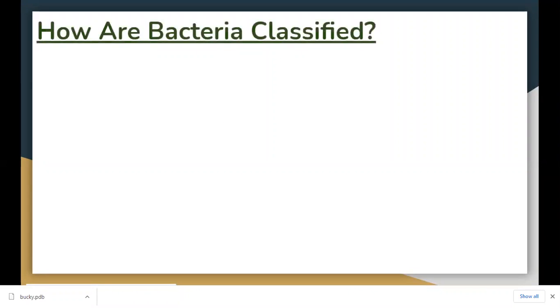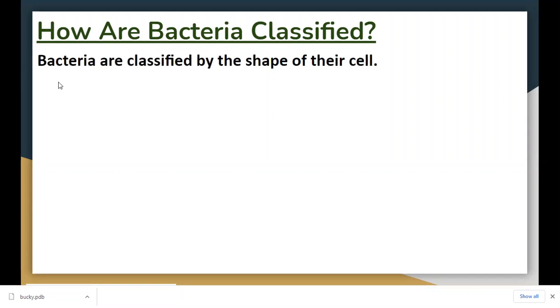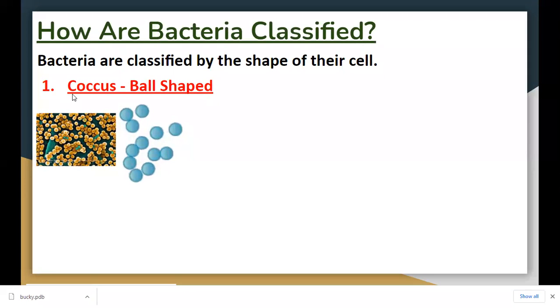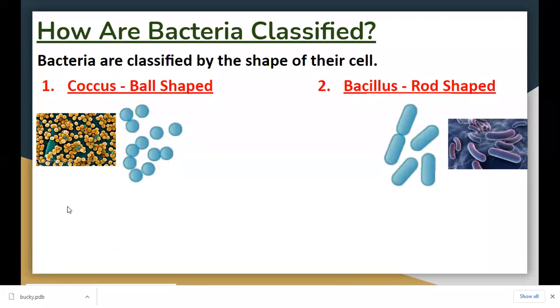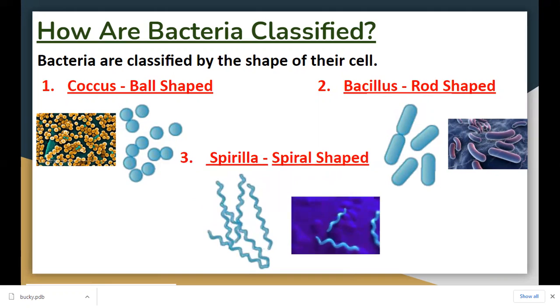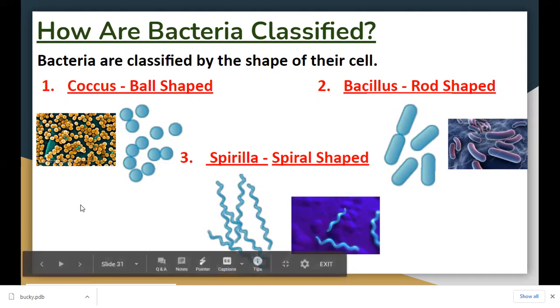How are bacteria classified? Remember, they got their own domain. Well, they're classified by the shape of their cell. So the first type is the coccus. Those are the ball-shaped bacteria. They look like little round balls. Here's the bigger picture, and here's the little actual picture there. Then there is the bacillus. Those are rod-shaped bacteria. And then there's finally the spirilla. Those are spiral-shaped bacteria. So you have circles, rods, and spirals.